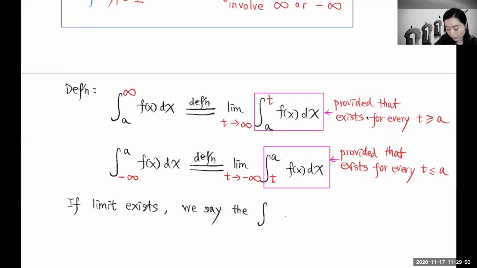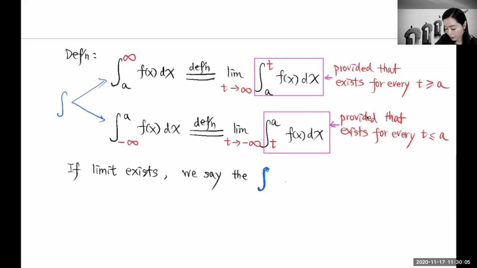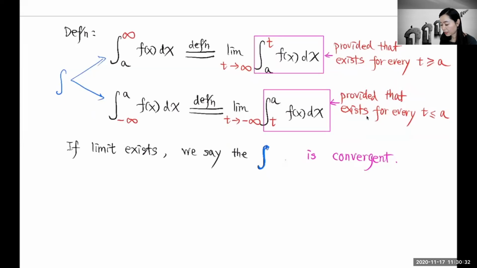The integral over here, what are the integrals? These two. So these two integrals over here, we call them convergent. Is that a movie called Convergent or Convergence? Did I watch that? If the limit over here exists as a real number, then we say this integral will be convergent. Convergent in Chinese, we call that 收敛.